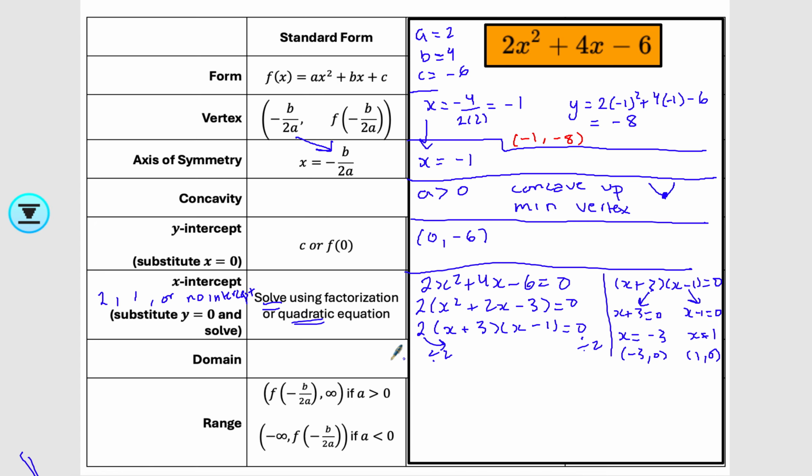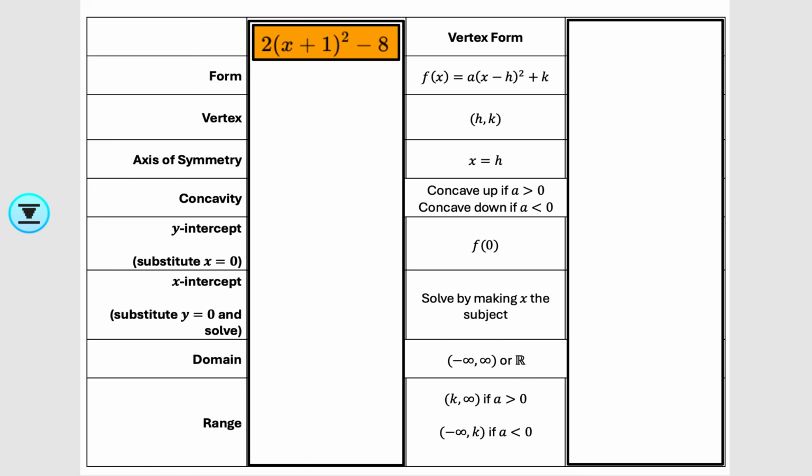The domain is just all real numbers. It doesn't change. The range, again, because I am concave up and my vertex is at -1, -8, then my range is going to start from -8 and go upward. So my range is from -8 to infinity. This is for standard form.